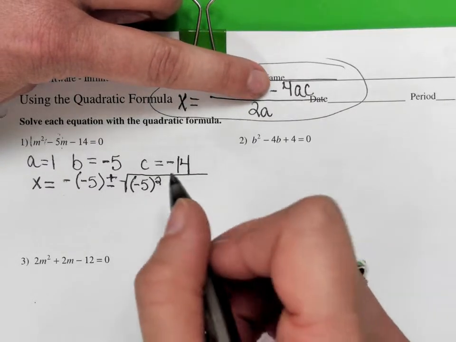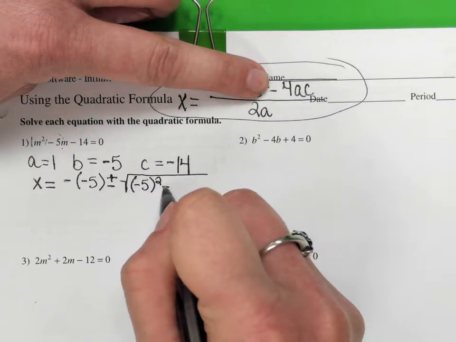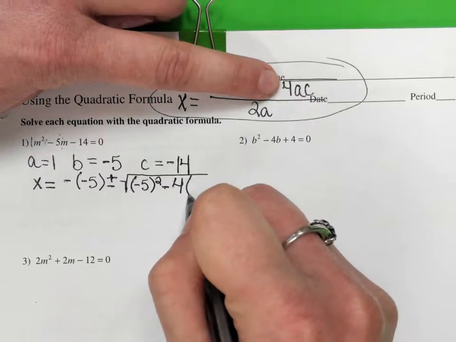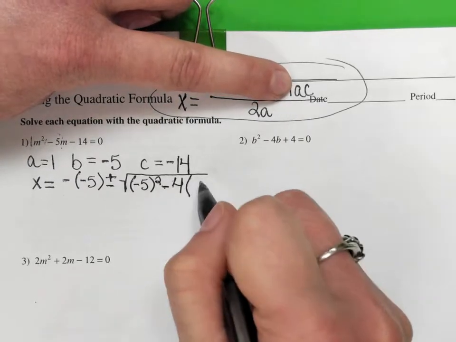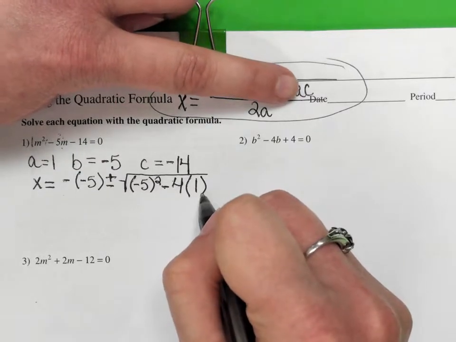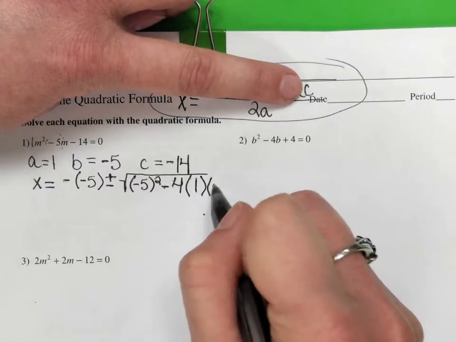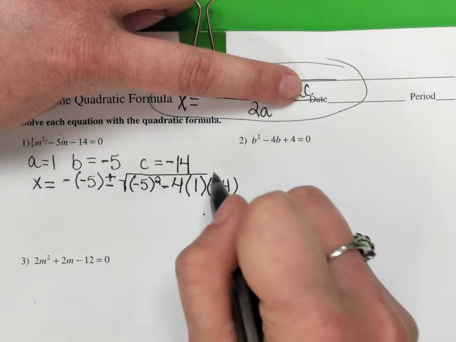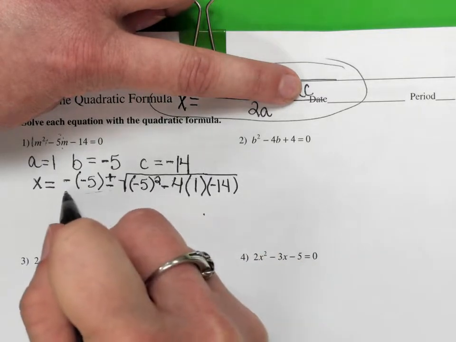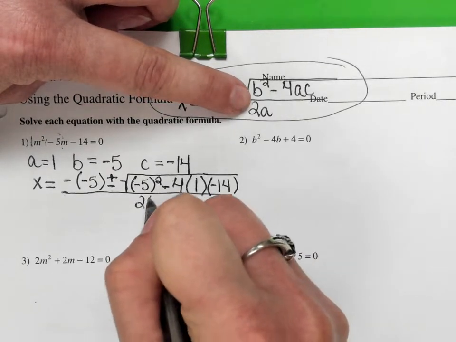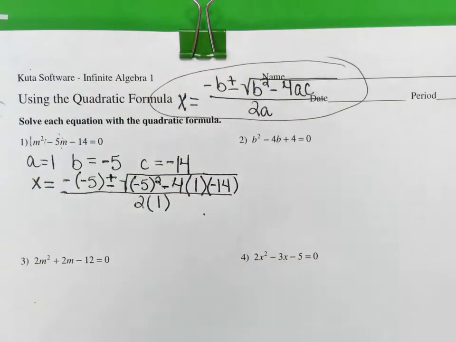All right, what comes next? Negative 4. Very good. What comes after 4? Times A. What's A? 1. There you go. What comes after A? B. I mean C. How much is C? Negative 14. There you go. And all of that is over 2 times A. So 2 times A is 1. Whew. That's hard. It's not hard. It's a lot. It's not hard.